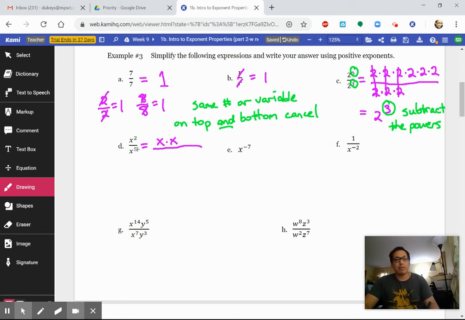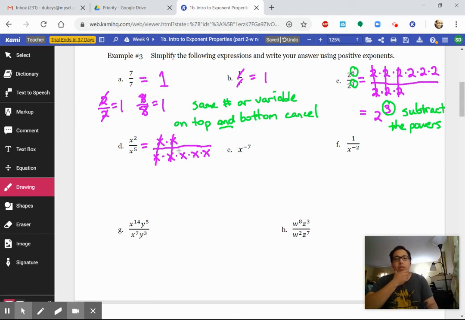What do we have on the bottom? We've got 5 x's on the bottom, right? x times x times x times x times x, 5 times. Okay, again, what can cancel out here? Well, we've got an x and an x that can cancel, and we've got another x and an x. Okay, so now here's a tricky thing. We've got nothing left on top, right?